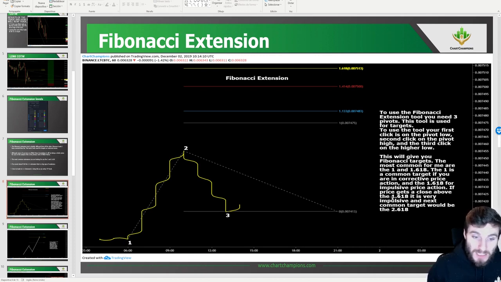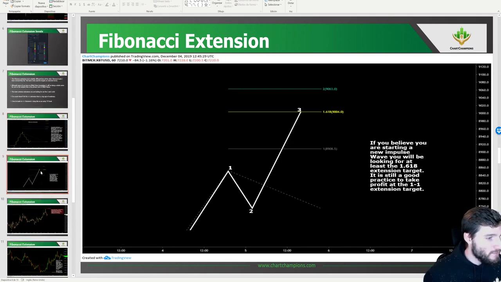Okay, so if price action gets above the 1618 and it is very impulsive, the next common target would be the 2618. Breaking through the 1618, in my opinion, with a close, because a lot of the time in crypto you will see wicks onto the 1618, and that will be the high. But if you start closing through this, it's a very big sign of strength. And especially in crypto, that can be a quick movement up to the 2618. So that's another thing to bear in mind.